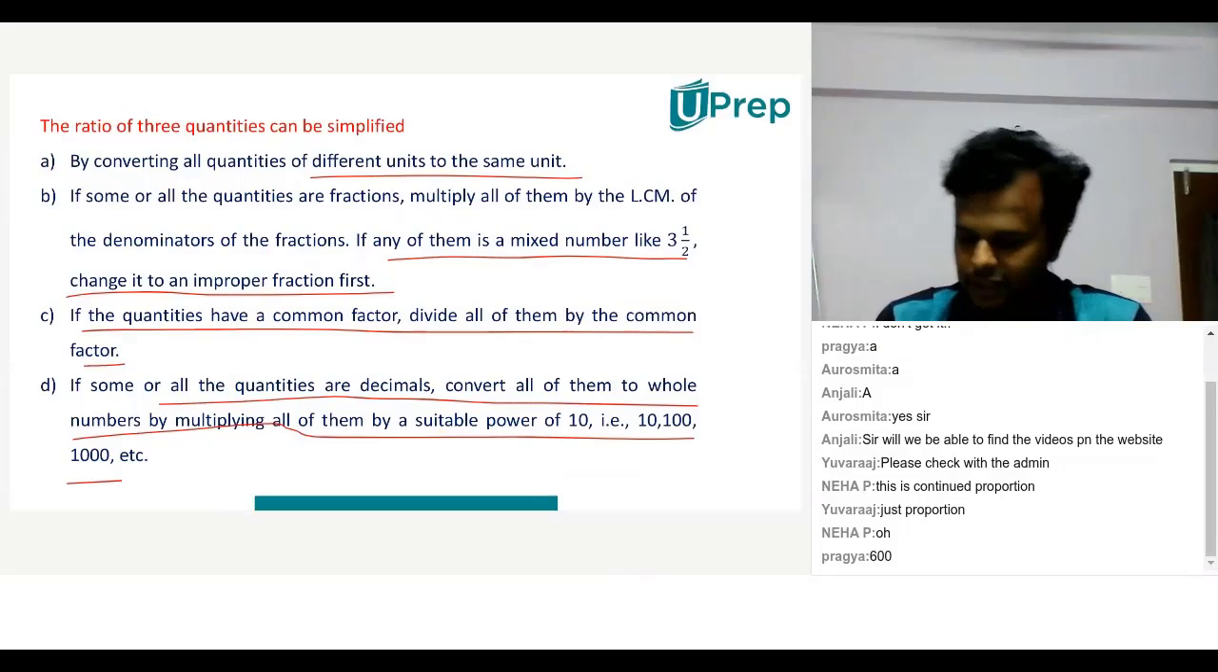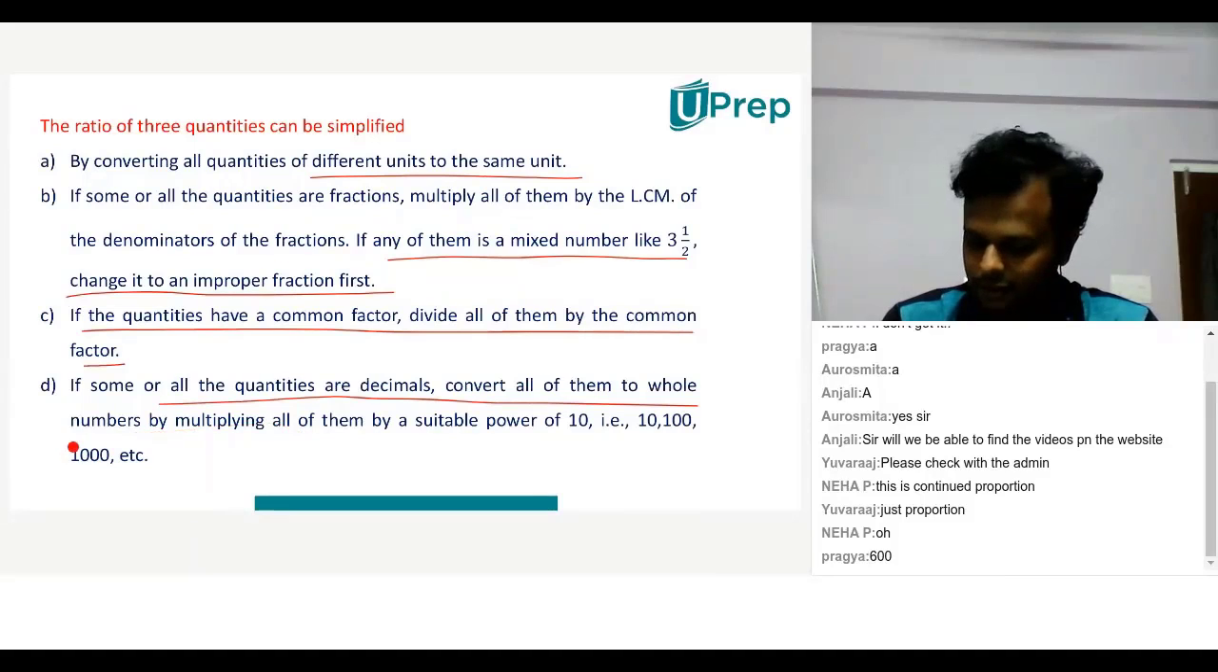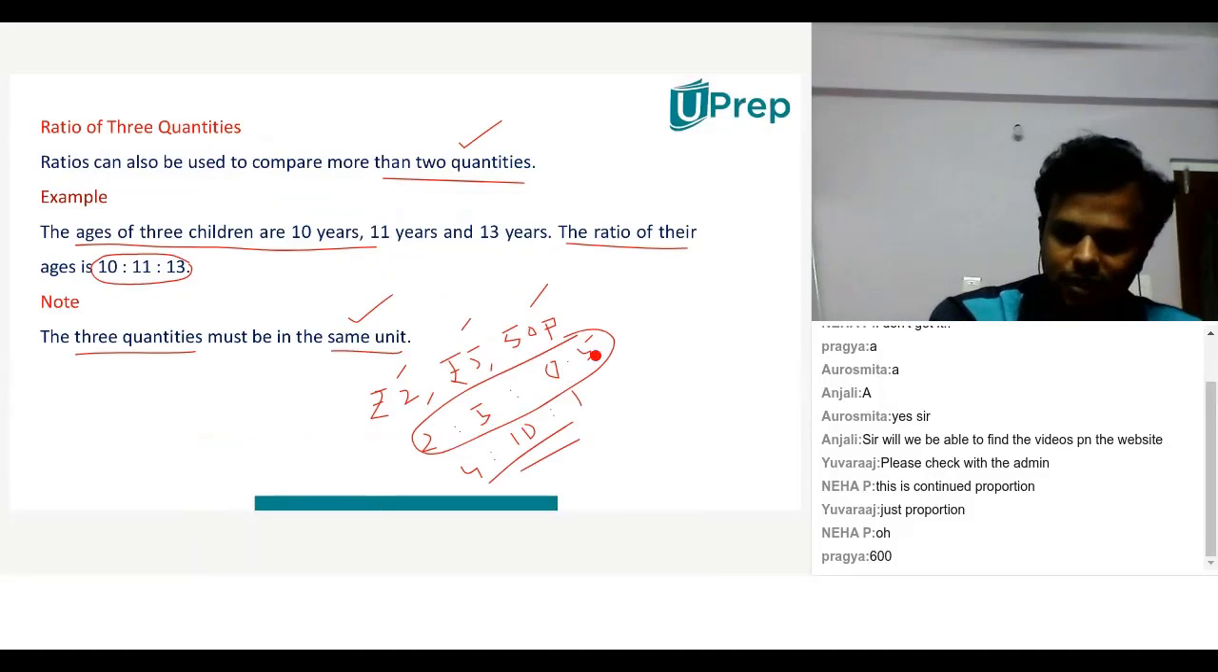So if you see the previous case, if I multiply this entire ratio with 10, 0.5 into 10 will become 5. This will be 50 and this will be 20.